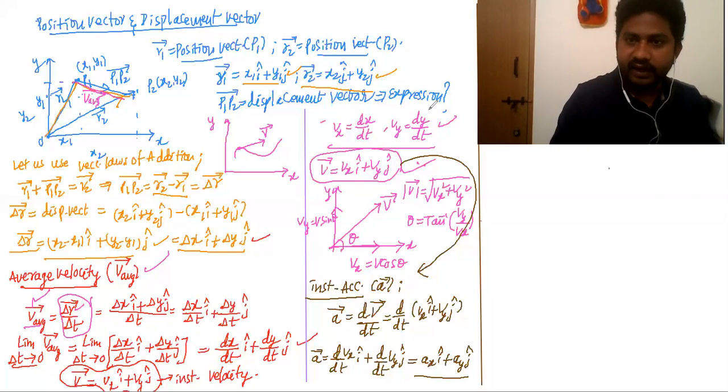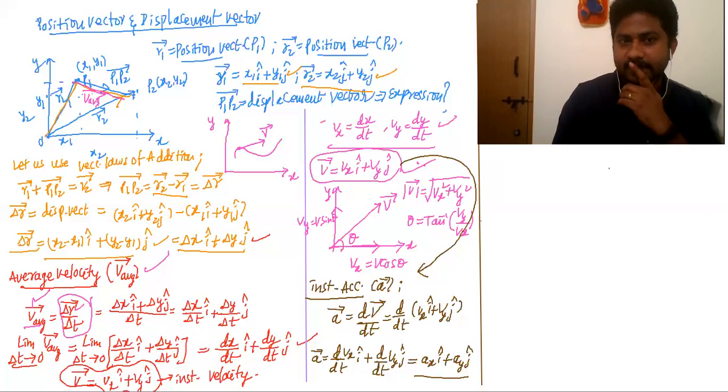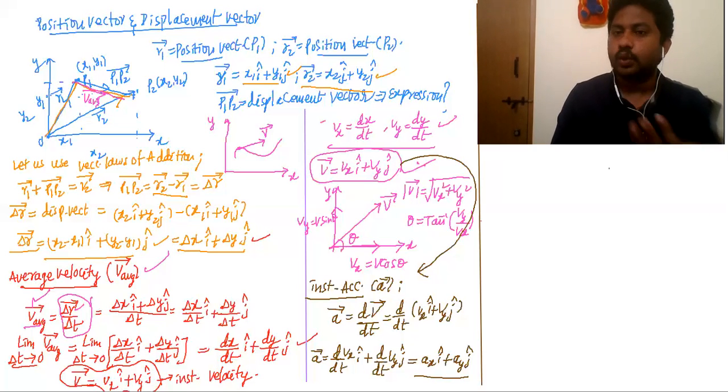The question is, find the acceleration of the particle. Simple. How to find the acceleration of the particle? We have the position vector. If you differentiate this position vector, you get velocity, and if you differentiate the velocity again, you get acceleration.